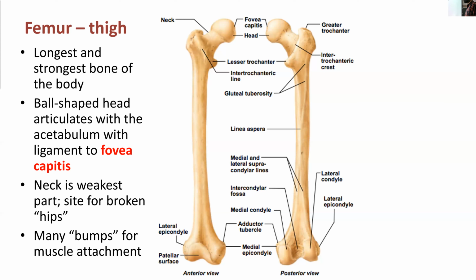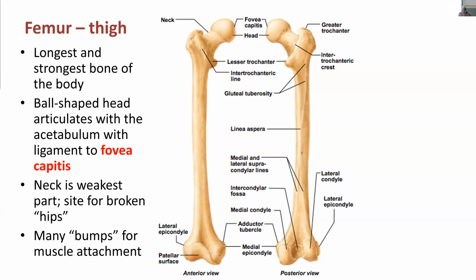Going back to the broken hip thing, it's this neck that's basically right here. That is kind of the weakest part of the bone. And so when you hear about a broken hip, it's generally a break somewhere in this area, because the weight from your body is transmitted on this head, and then it kind of has to transmit laterally here, and you put a lot of pressure on that part of the head of the femur.